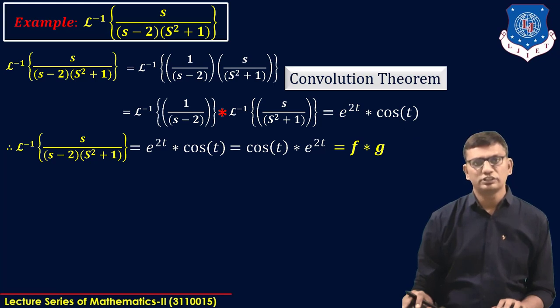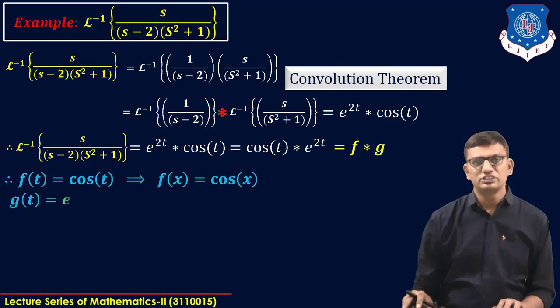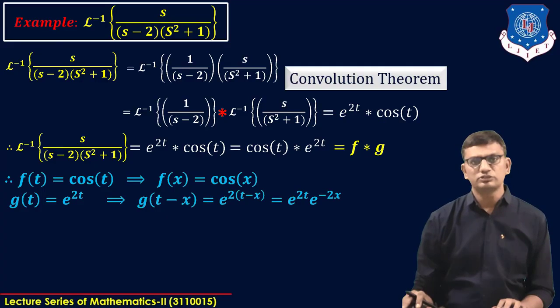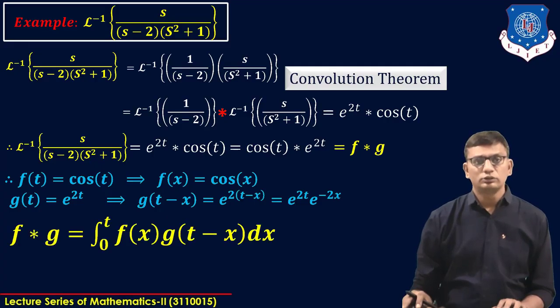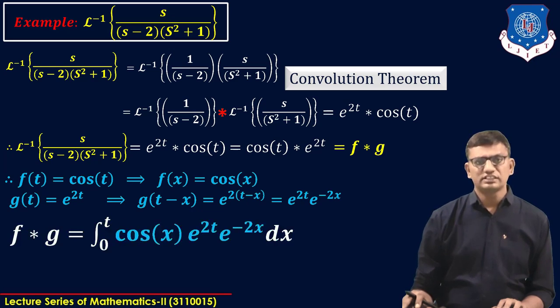Now we will apply the convolution integration. Here f(t) is cos t, therefore f(x) equals cos x, and g(t) is e raised to 2t. So g of t minus x equals e raised to 2 times (t minus x). That can be rewritten as e raised to 2t into e raised to minus 2x. Now we apply the convolution integration, 0 to t, f(x) g(t minus x) dx. Now we put the values of f(x) and g(t minus x) in this integration, then f star g becomes integration 0 to t cos x e raised to 2t into e raised to minus 2x.